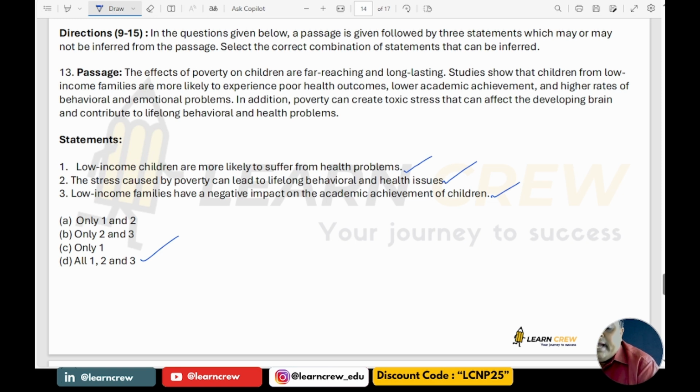It also states that poverty can create toxic stress that can affect the developing brain and contribute to lifelong behavioral and health problems. This implies that low-income children are more likely to suffer from health problems. The stress caused by poverty can lead to lifelong behavioral and health issues. And low-income families have a negative impact on the academic achievement of children. So all the statements 1 to 3 are inferences of the passage. So the answer is option D.